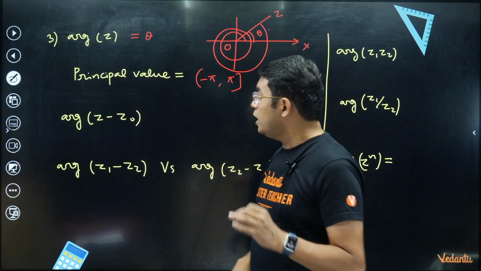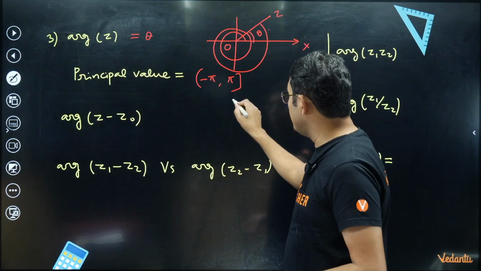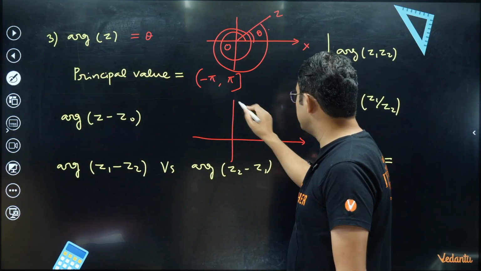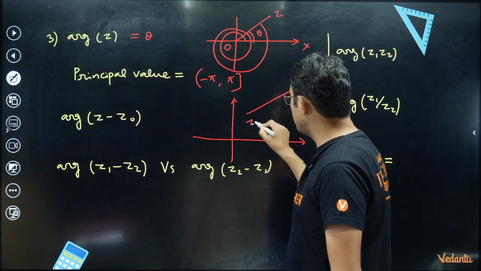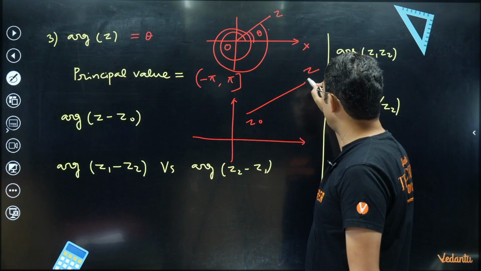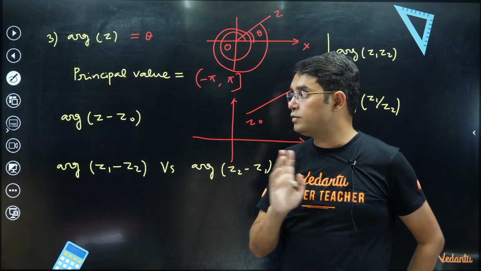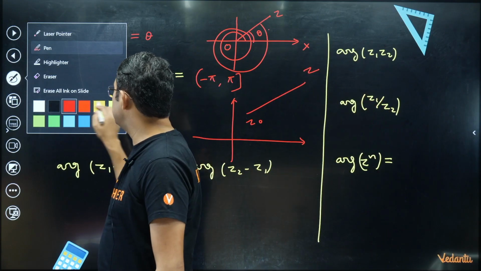Okay, now coming to argument of Z minus Z naught. Suppose your Argand plane is given like this, and somehow suppose Z naught is some point here and Z is some point here. Now we are looking for argument of Z minus Z naught. How to find that? Please understand this.